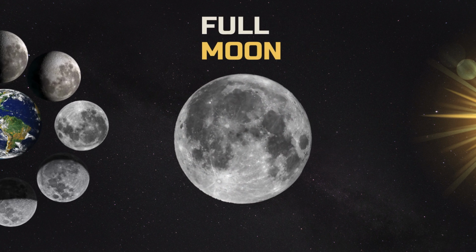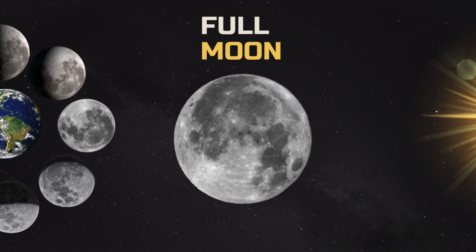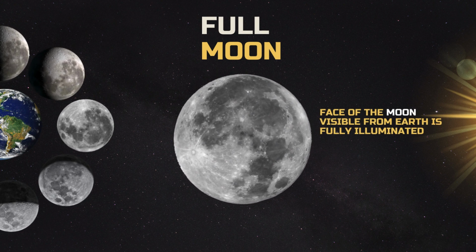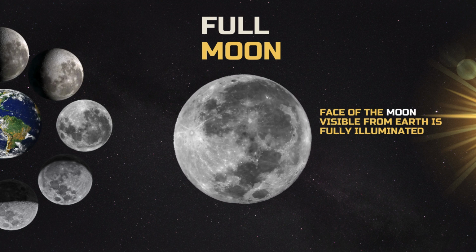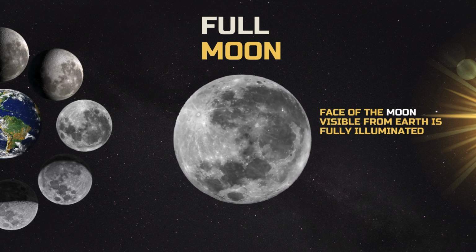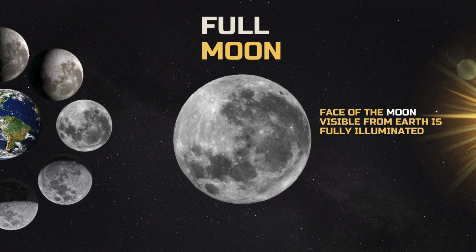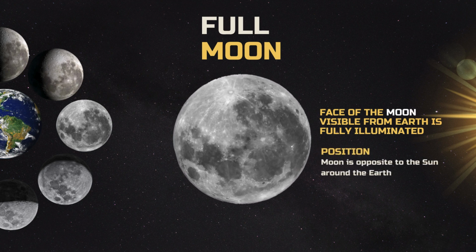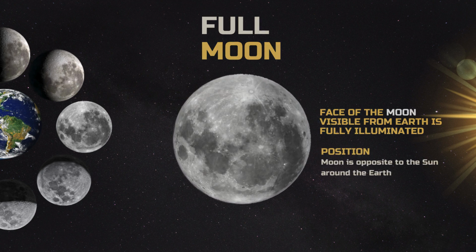Then comes the full moon, a celestial spectacle, where the entire face of the moon visible from the Earth is fully illuminated. It's like nature's spotlight shining down on us. In this phase, the moon is opposite to the sun around the Earth.